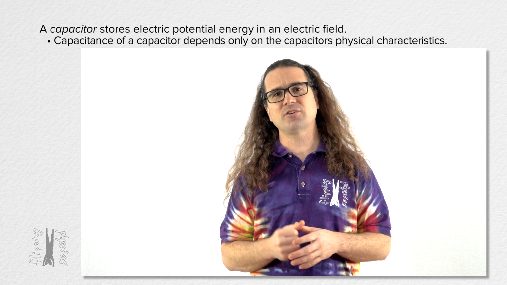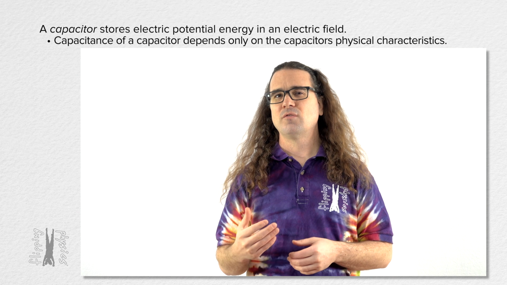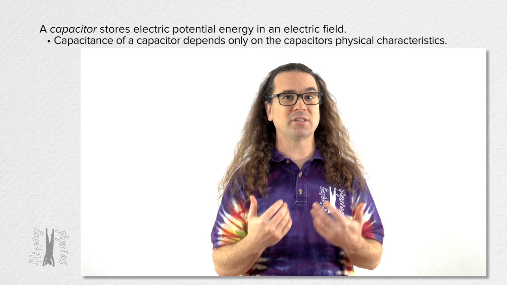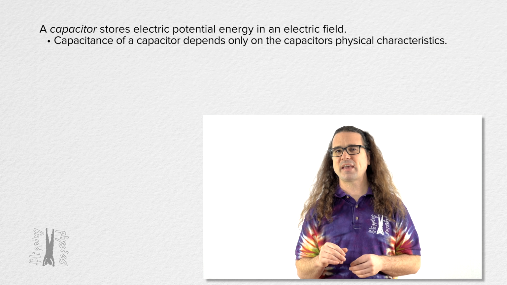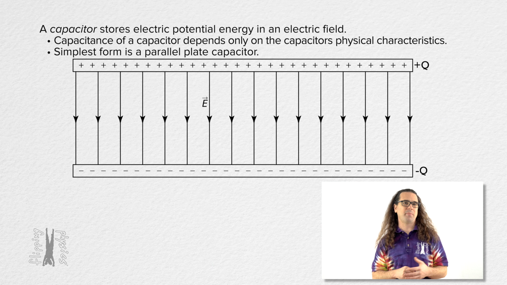The capacitance of a capacitor depends only on the capacitor's physical characteristics. For example, the capacitor's shape and the material used to separate the plates of the capacitor. The simplest form of a capacitor is a parallel plate capacitor.